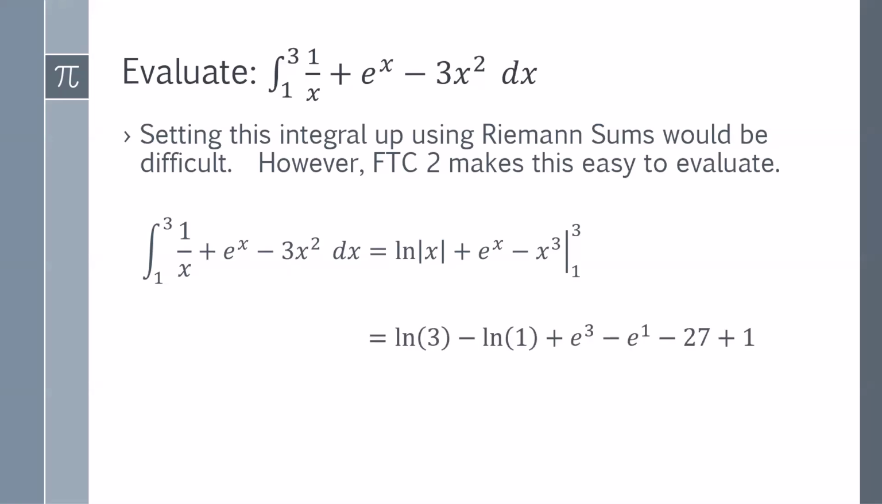So we get log 3 minus log 1 plus e cubed minus e to the 1 minus 27 plus 1, which gives us natural log 3 plus e cubed minus e minus 26 as our final answer. Again, far easier than taking a limit as n goes to infinity of an infinite sum.